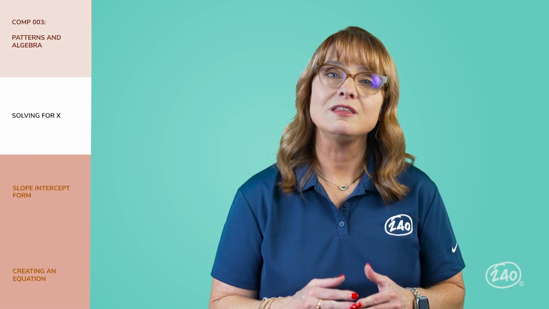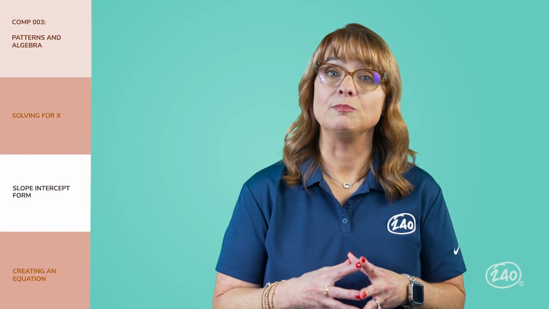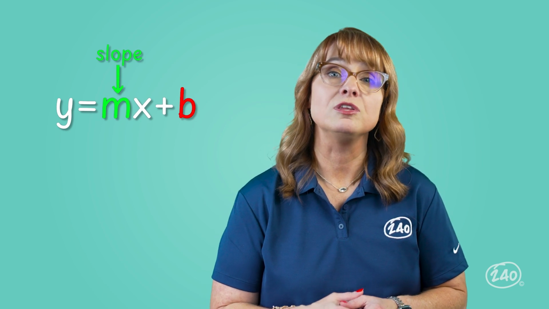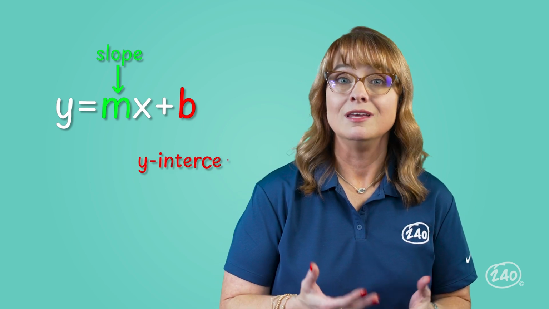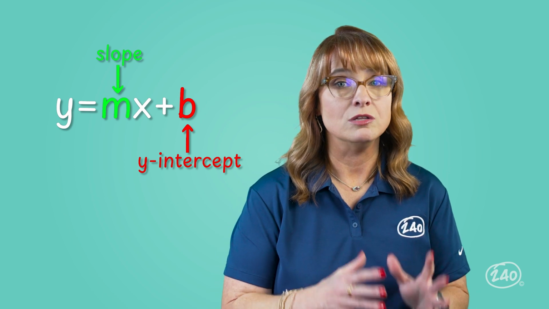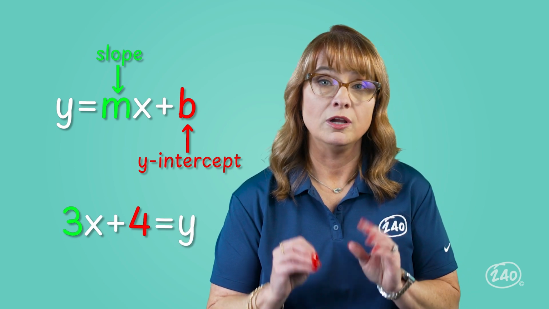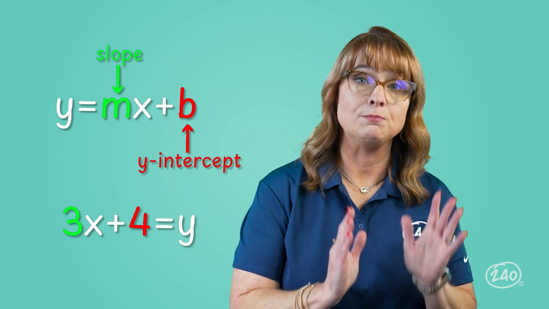But for now, let's see what else is hiding in patterns in algebra, like slope-intercept form. For this one, you need to really know one specific equation: y equals mx plus b. In this equation, m is equal to the slope of the line on a graph, and b is the y-intercept, hence the name slope-intercept form. So if you see the equation 3x plus 4 equals y, the slope is 3 and the y-intercept is 4.